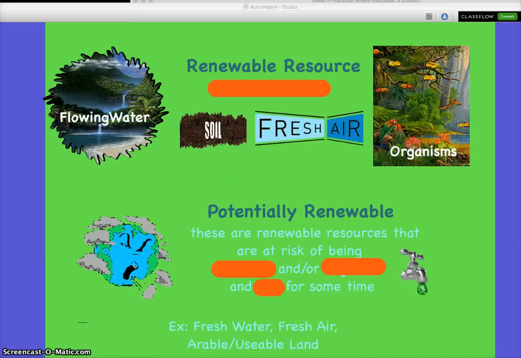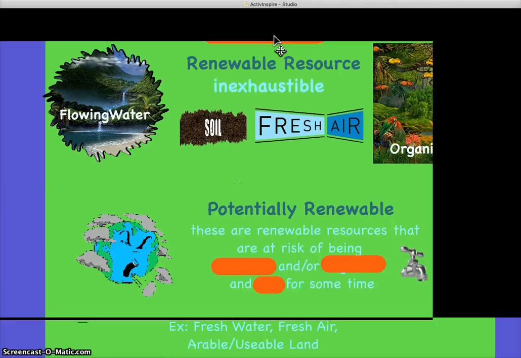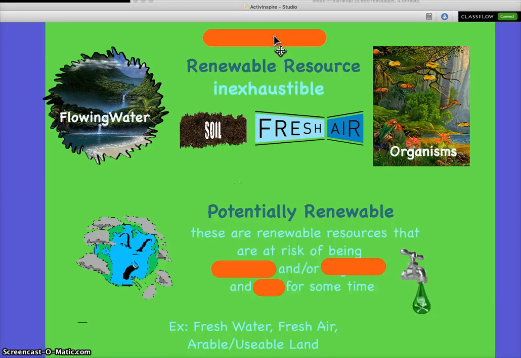What does that mean? Reusable. I like that word. You should probably add that one. Reusable is the best way to say it because they are resources that recycle naturally in our earth, right? They're supposed to never run out. Notice how I said the word supposed to, right?